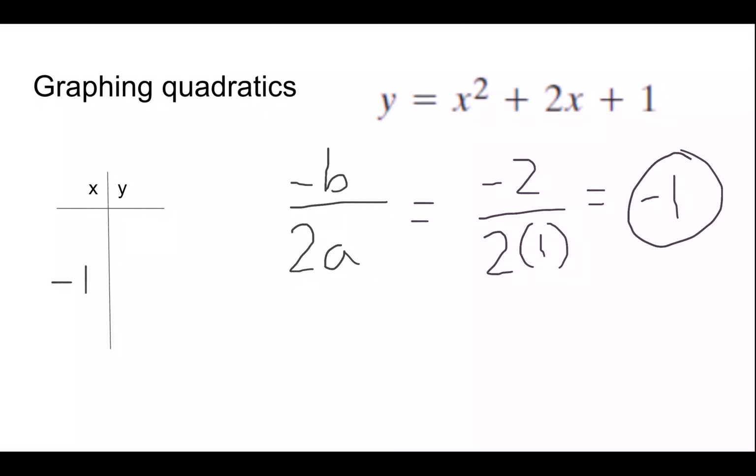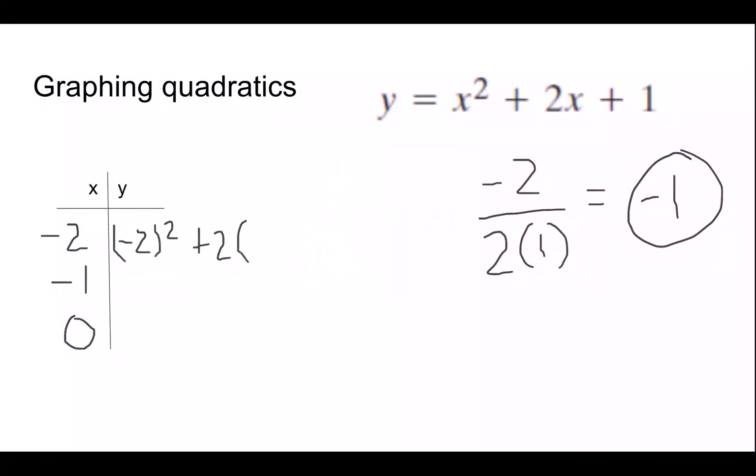And then I'm going to pick one x value that's below, and one x value that's above. So now I have negative 2, negative 1, and 0. And those are going to give me much nicer points than what I had before, and help me graph a better U shape. So if we end up plugging in negative 2, we get negative 2 squared plus 2 times negative 2 plus 1, and that should give me 1.